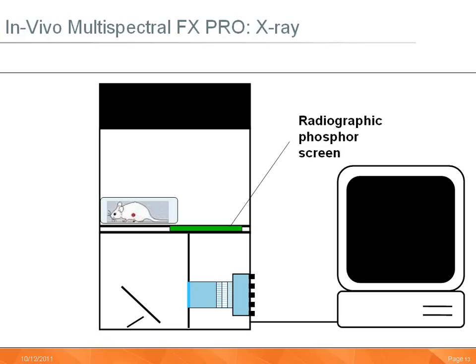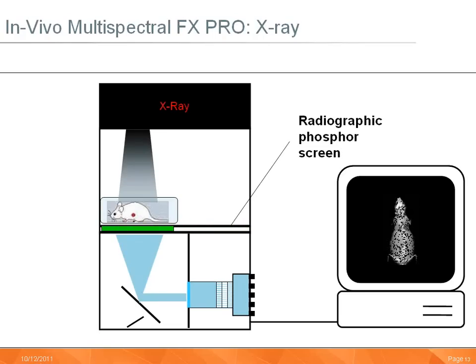For X-ray detection, X-ray is applied overhead. The radiographic screen, which is a different screen than the radioisotopic screen, slides between the sample and the detector, converting the X-ray energy into photons.